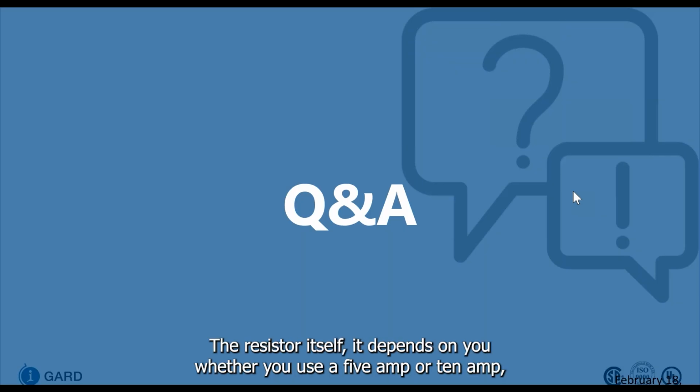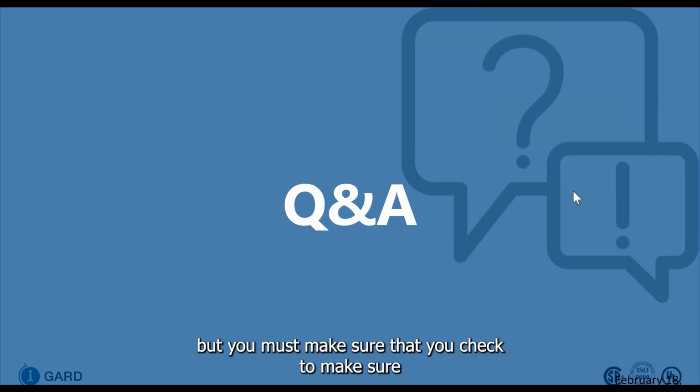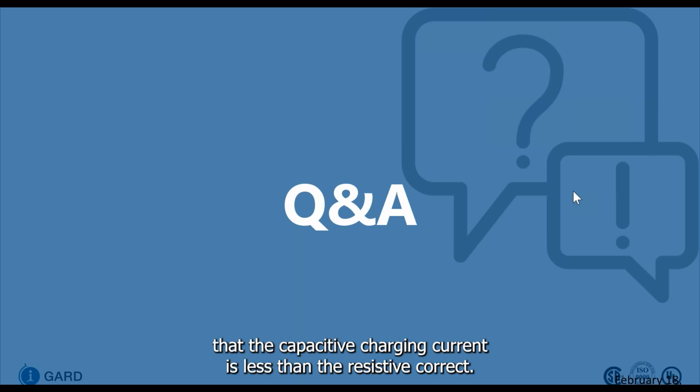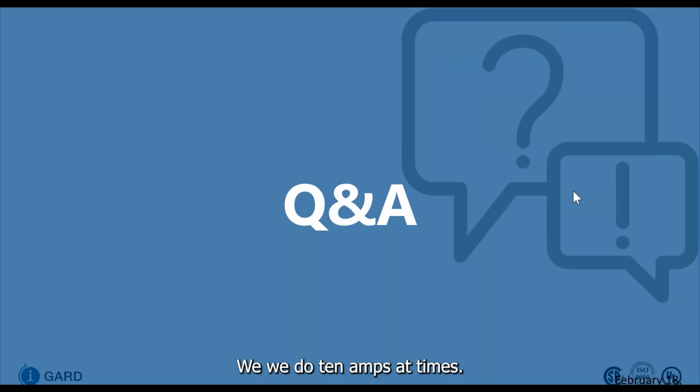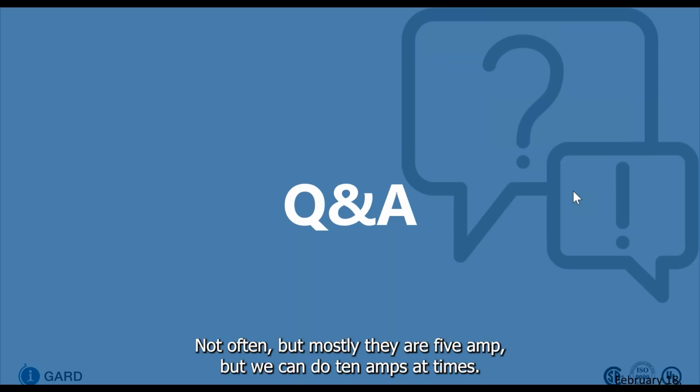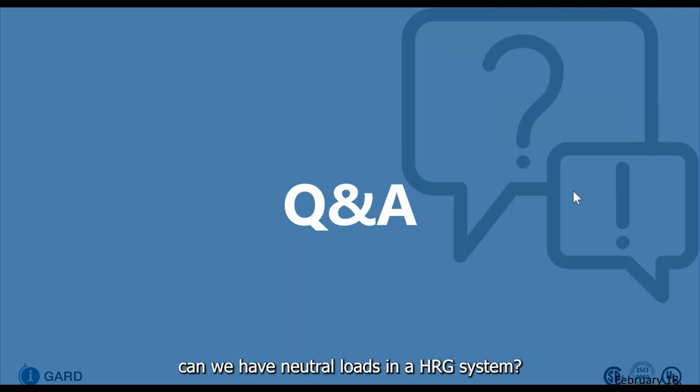The resistor itself, it depends on you whether you use a 5 amp or a 10 amp, but you must make sure that you check that the capacitive charging current is less than the resistive current. We do 10 amps at times, not often, but mostly they are 5 amp, but we can do 10 amps at times. Can we have neutral loads in an HRG system?